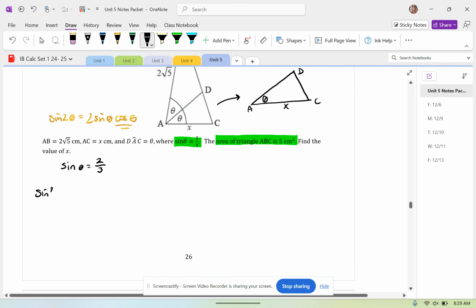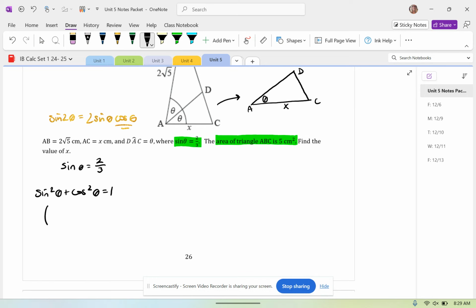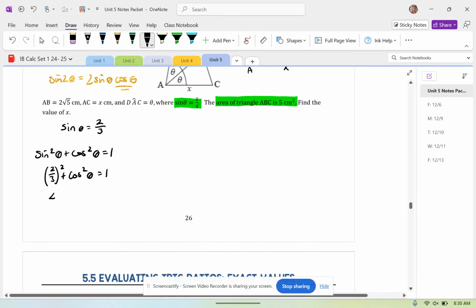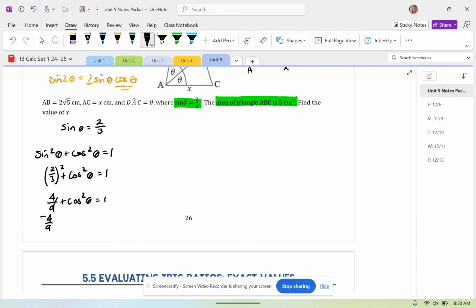So I have sine squared theta plus cosine squared theta equals 1. And I'm going to do 2/3, I'm going to square it, and then add the cosine squared theta is equal to 1. And then I've got 4/9 plus cosine squared theta is equal to 1. I'm going to subtract 4/9 from both sides. I'm going to turn this 1 into a smart version of 1, which is going to be 9/9. So I have 9/9 minus 4/9. I now have cosine squared theta equals 5/9. I'm going to square root both sides. I have the cosine of theta is equal to plus or minus rad 5/3.